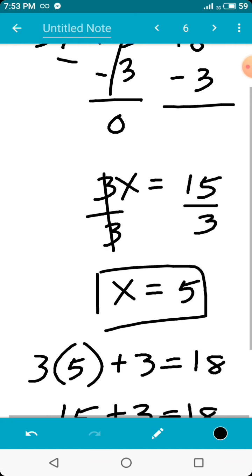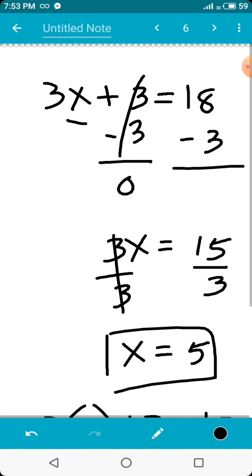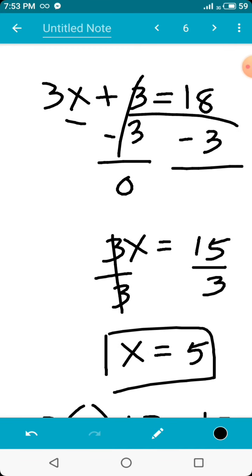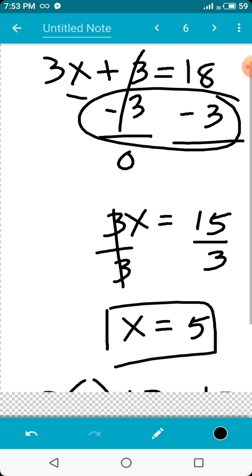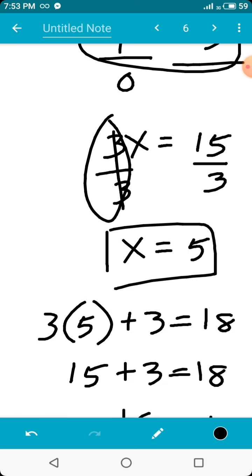Okay? So, kung mapapansin nyo, ilang property yung ginamit. So, we have subtraction property. Nag-minus muna tayo. And then, nag-divide tayo. Okay? So, we use the subtraction property and division property. So, therefore, dahil dalawa yung ginamit natin, we call that two-step. Okay?